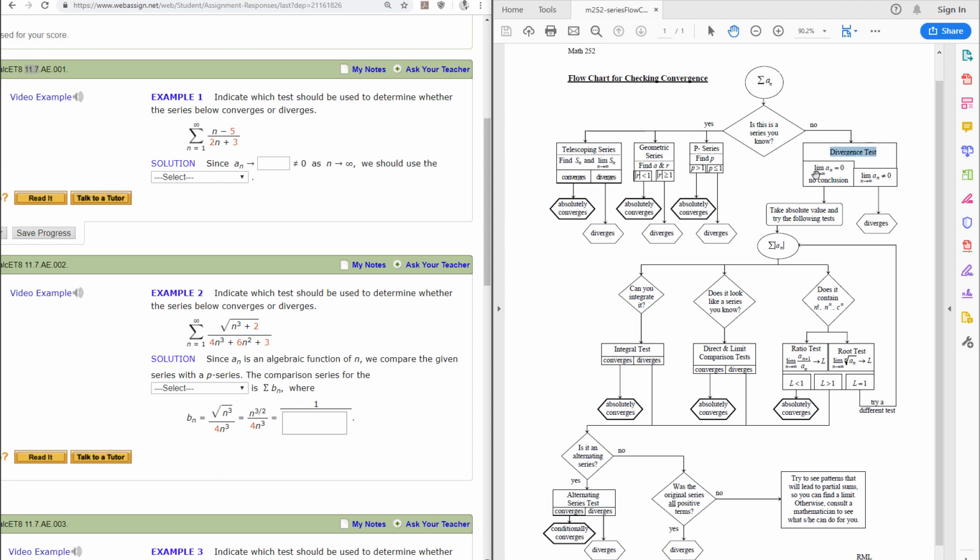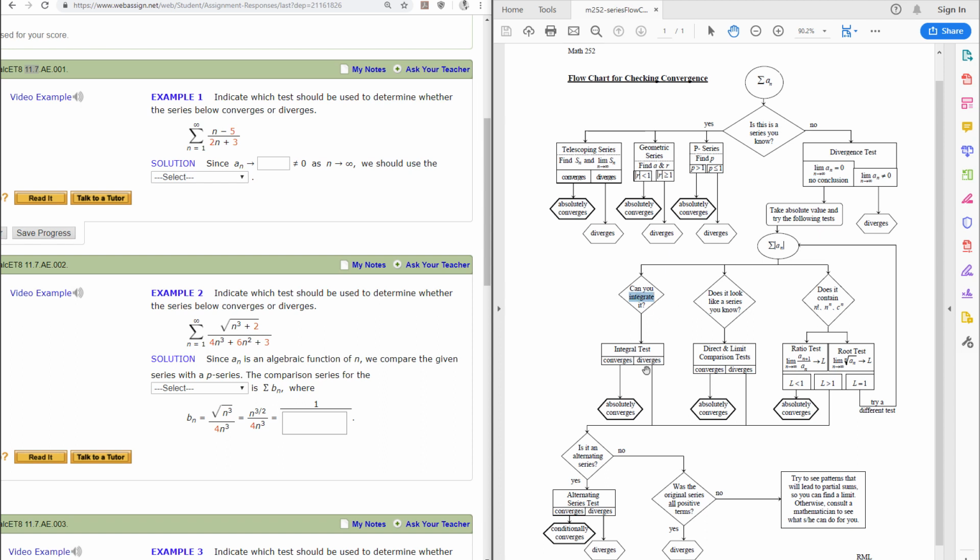Now, if you don't know the series, the very first test you should try is the divergence test. This is a quick test where you take a look at the a sub n term and see if that limit goes to 0 or not. If it doesn't go to 0, then you're done. It diverges. If it does go to 0, you actually have no conclusion, and then you carry out another test to see. So, what are the other tests?